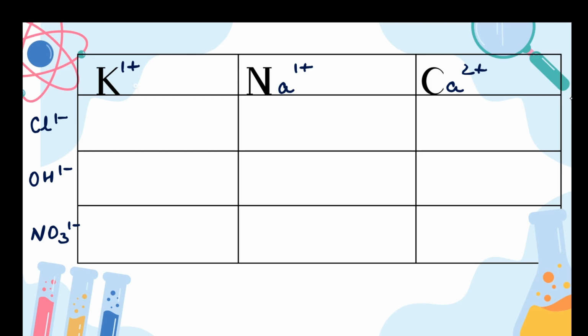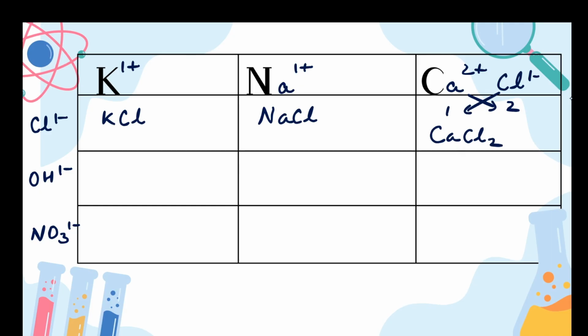Potassium chloride and sodium chloride are very simple because both are carrying the valency 1, so the formulas are KCl and NaCl. Calcium chloride, how will you write? Chloride is 1 minus, so calcium's valency goes to chlorine and chlorine's valency comes to calcium. So the formula becomes CaCl2.